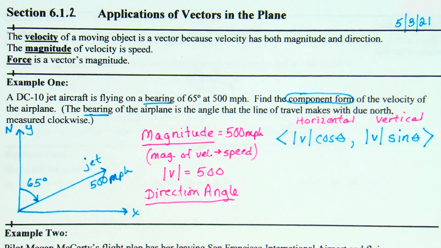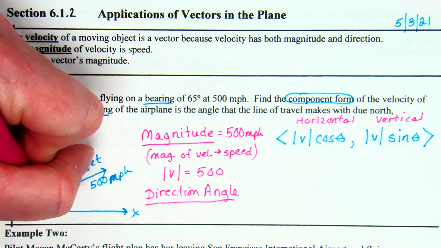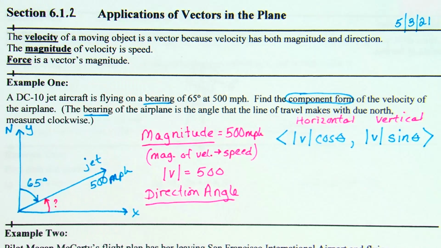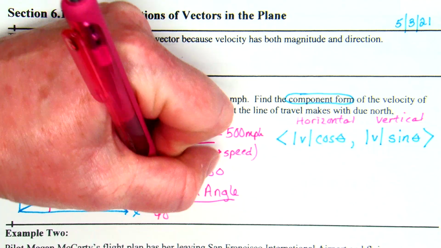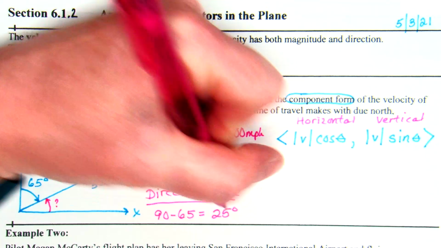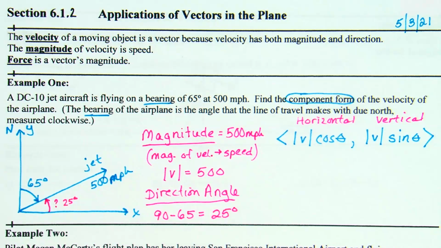It's as simple as what? Yes. But the point is, is my theta 65? No, because that's not an angle with the x-axis. What we need to know is, what is this angle right here? That's my direction angle, my theta. And so, using logic, using math, yes, it is as simple as doing 90 minus 65, which is 25 degrees. It's just that a bearing is not the same thing as a direction angle.